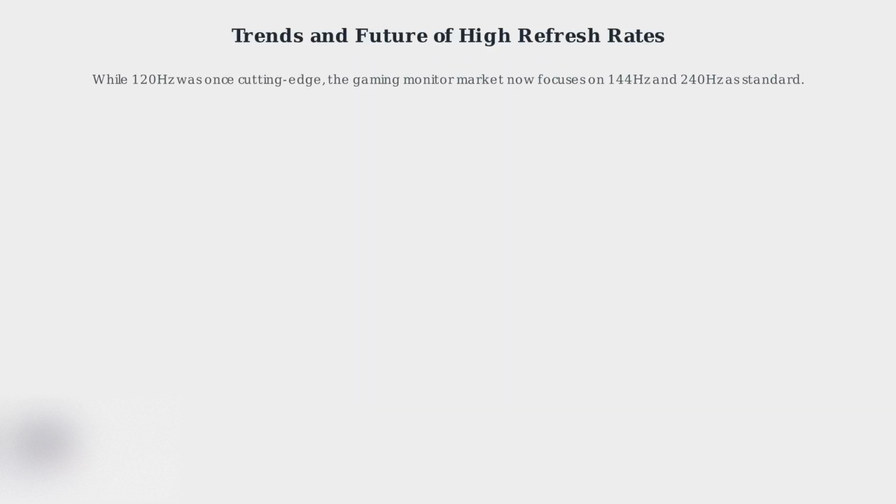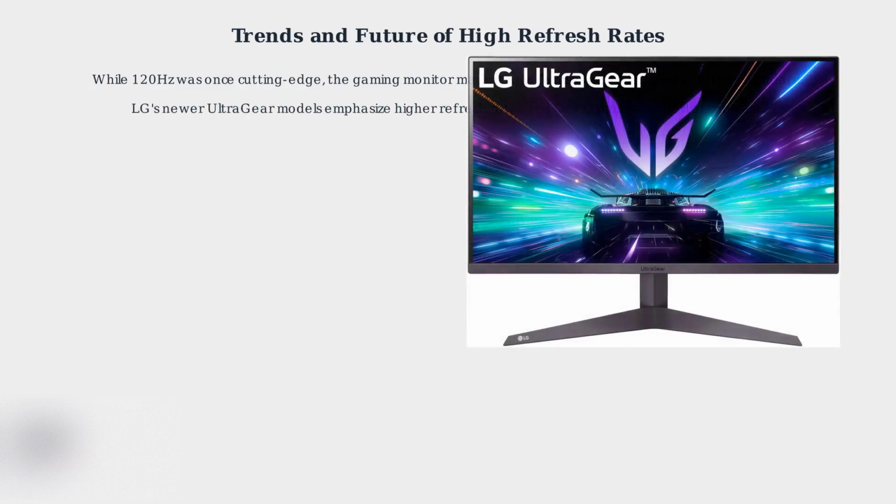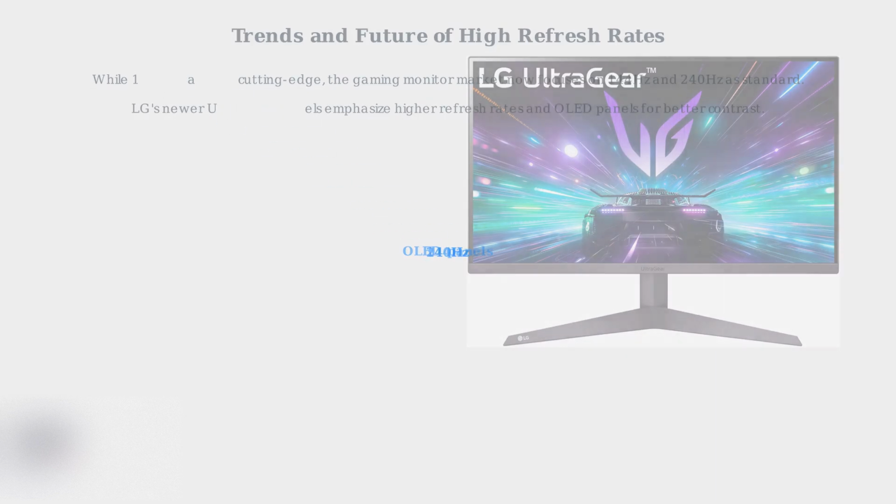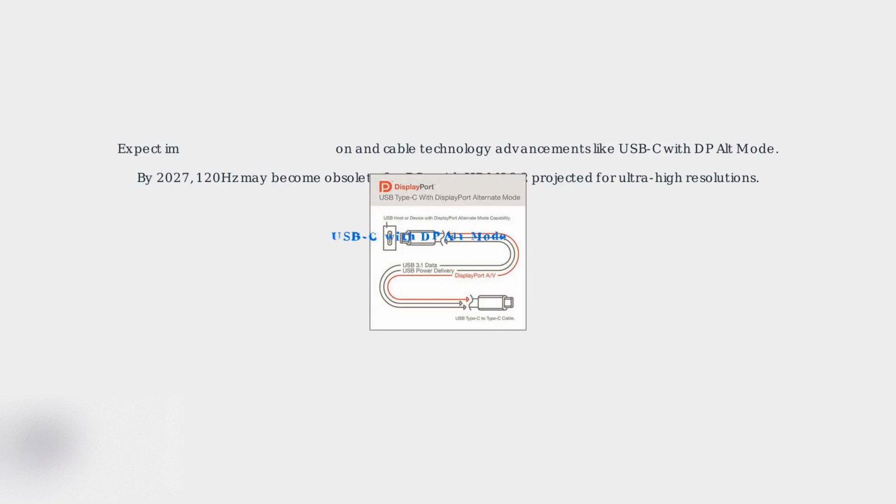While 120 Hz was once cutting edge, the gaming monitor market now focuses on 144 Hz and 240 Hz as standard. LG's newer UltraGear models emphasize higher refresh rates and OLED panels for better contrast. Expect improved console integration and cable technology advancements like USB-C with DP Alt mode. By 2027, 120 Hz may become obsolete for PCs, with HDMI 2.2 projected for ultra-high resolutions.